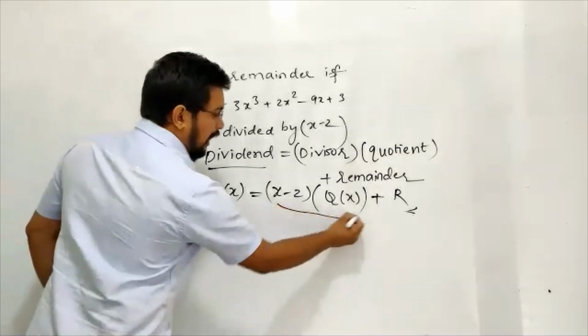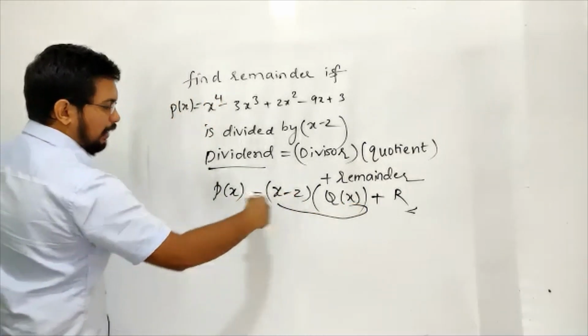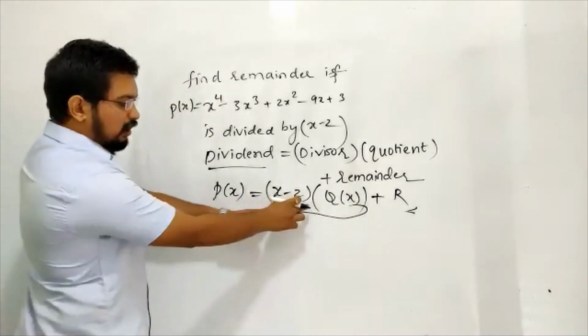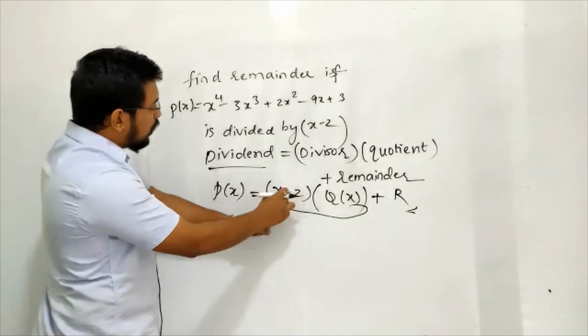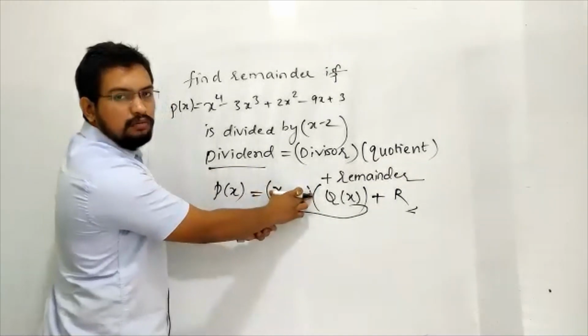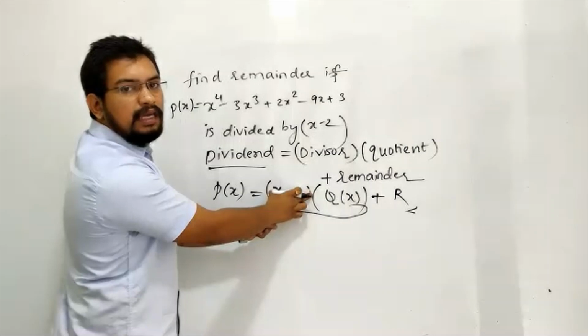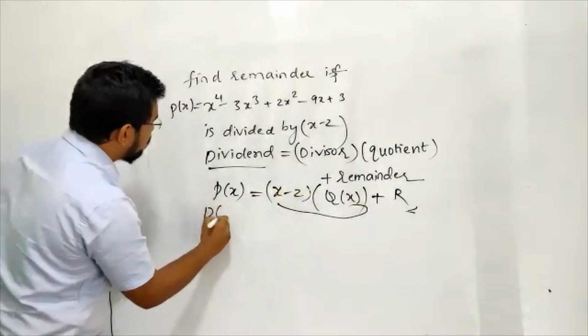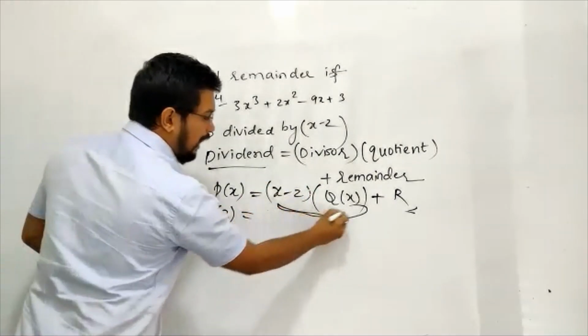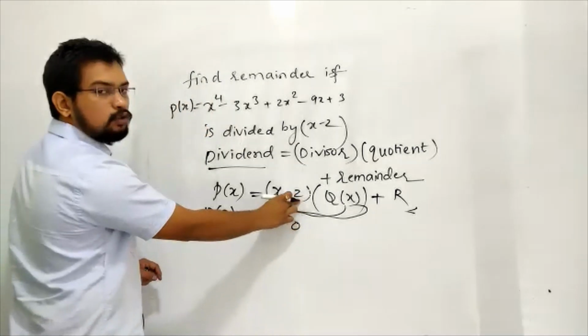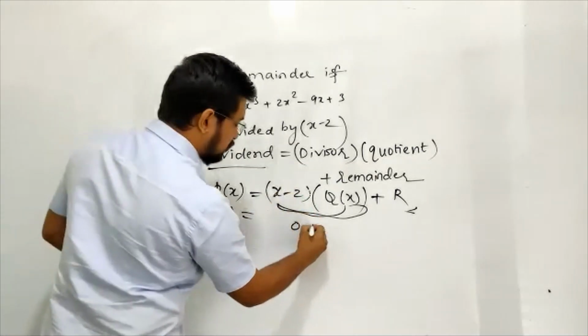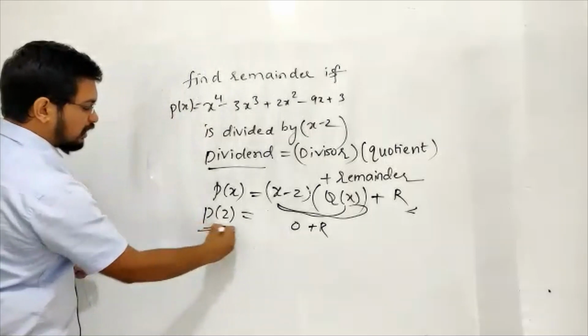Now how do we cancel out this part? I'm substituting 2 on both sides. Then x minus 2 will be equal to 0. If I write p of 2, this entire part tends to 0: 2 minus 2, which is 0, plus the remainder. So the remainder is nothing but p of 2.